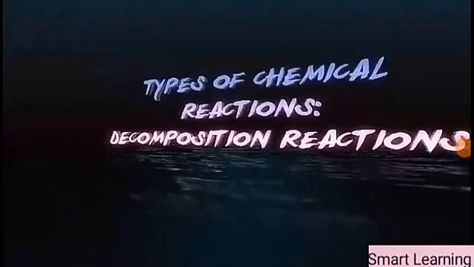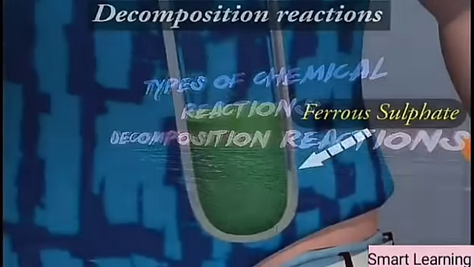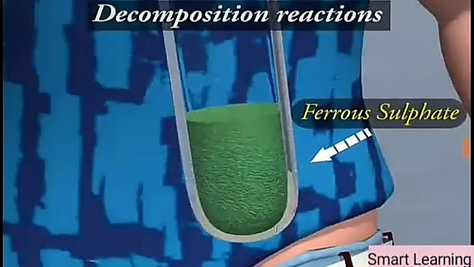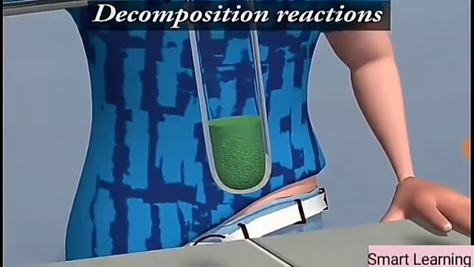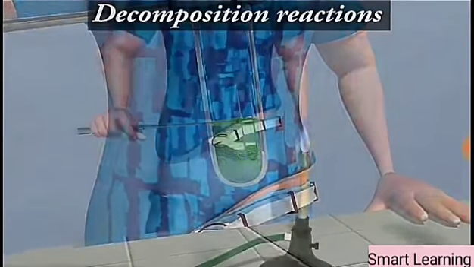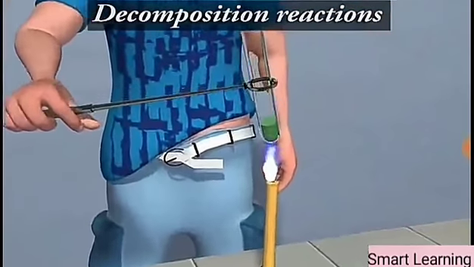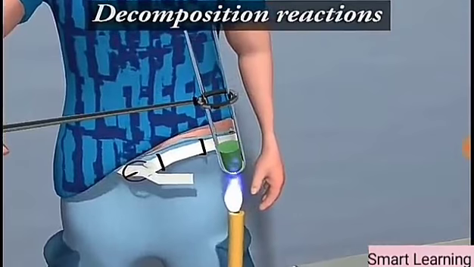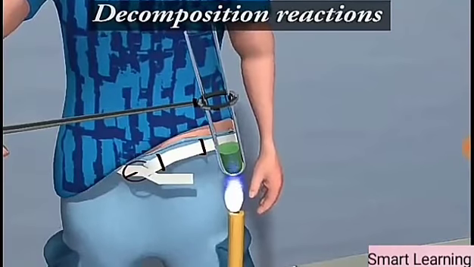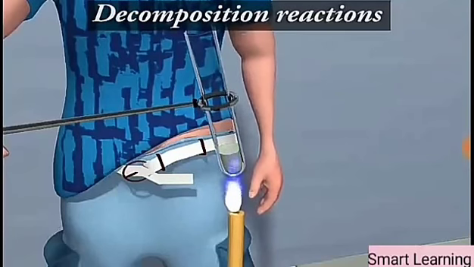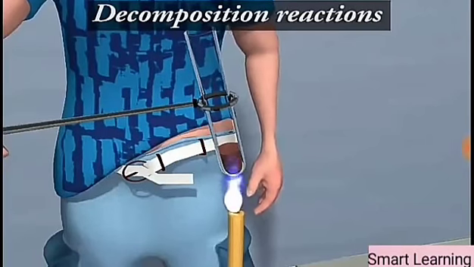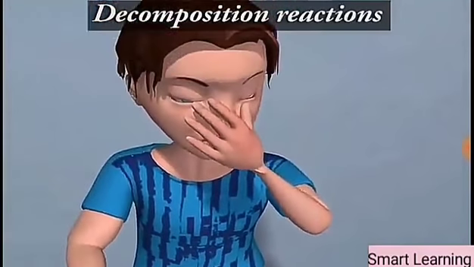Decomposition reactions. Let us take about 2 grams of FeSO4, ferrous sulfate crystals, in a test tube. Hold it with a test tube holder and heat it over the flame of a burner. What do you observe? Green color of ferrous sulfate crystals changes to white, and then a brown solid is formed, which is ferric oxide, and a colorless gas having the smell of sulfur evolves out of the boiling tube.